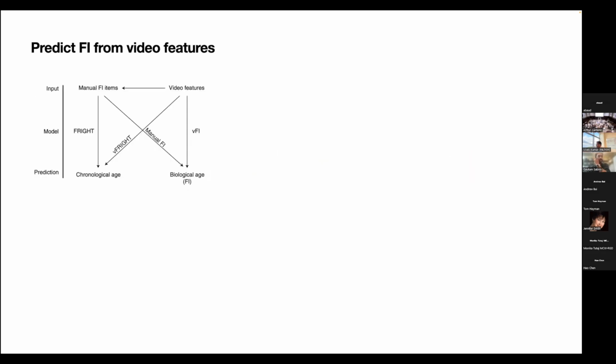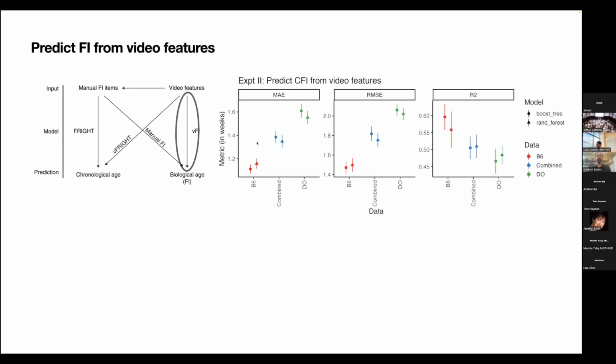Next, we tried to predict the frailty index from video features, and we call this the VFI. We knew before we began this that this would be challenging since we're dealing with a more genetically diverse population of mice. Although we can see that there's a slight increase in the error going from B6 to DO, we're still doing quite well.